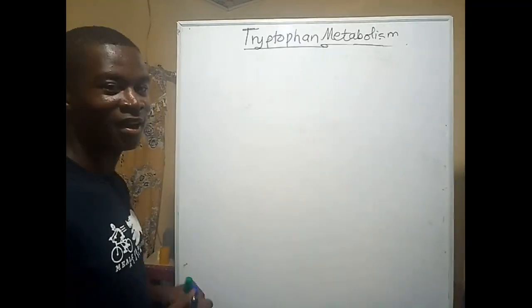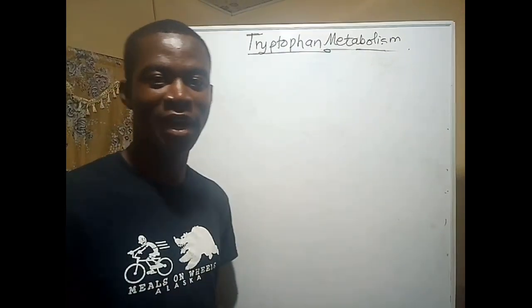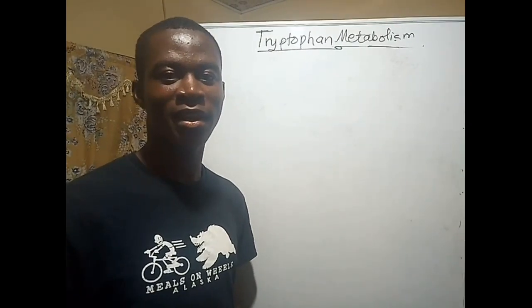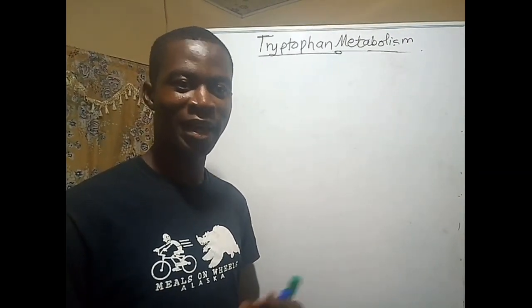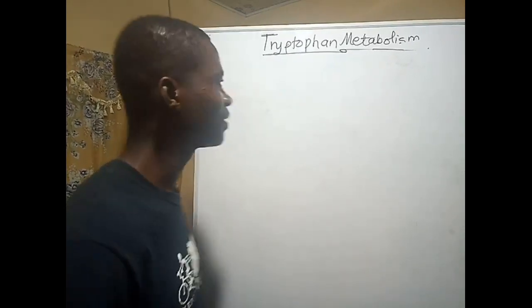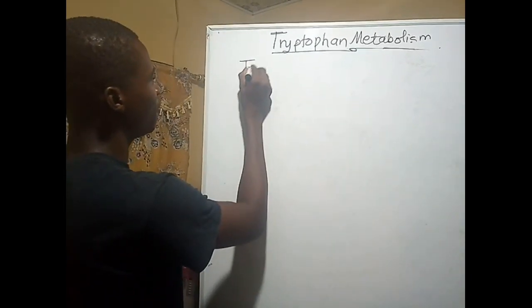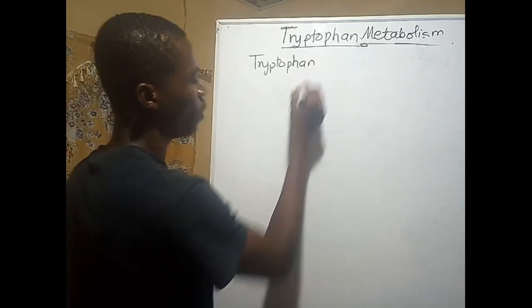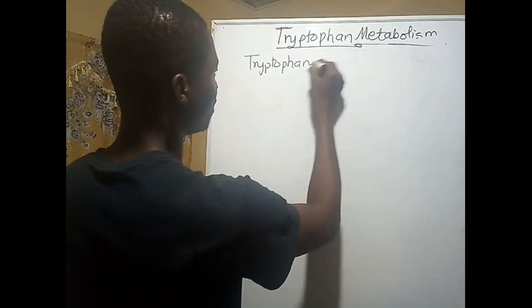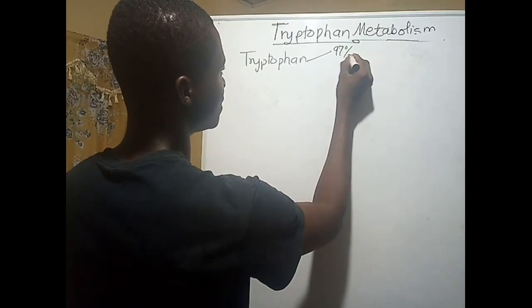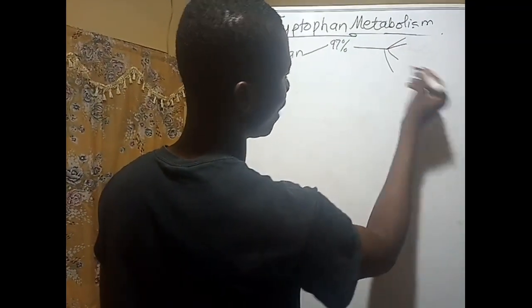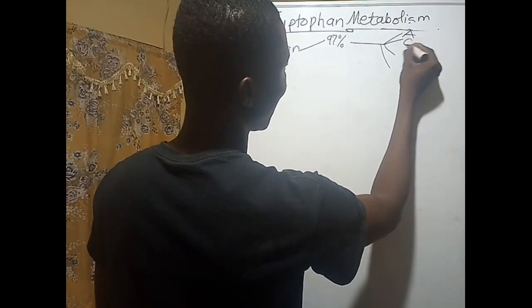Tryptophan is an essential amino acid. When I say essential amino acid, that means amino acids that the body cannot produce. So we get them from food products. Now, tryptophan, when metabolized, about 97% of tryptophan metabolism leads to the production of what I've nicknamed ACAF.